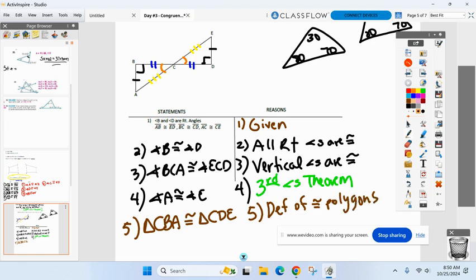That's going to be why the triangles are congruent. If all the corresponding parts are congruent, so are the triangles. All right, one doesn't make you great. Here we go, buckle up for another one.